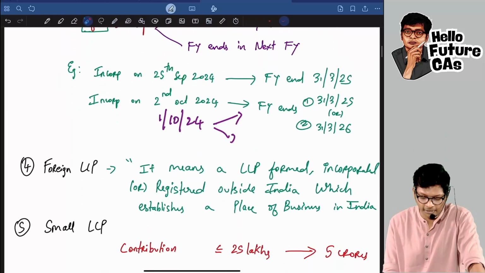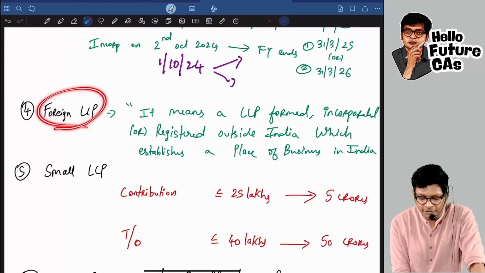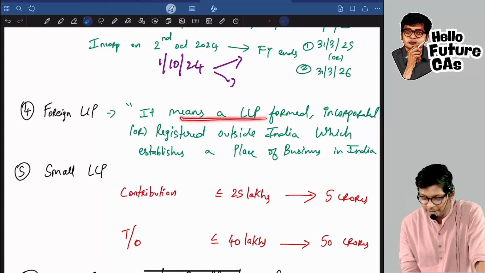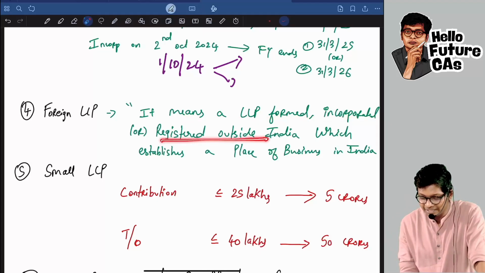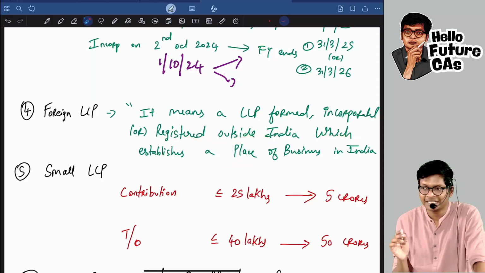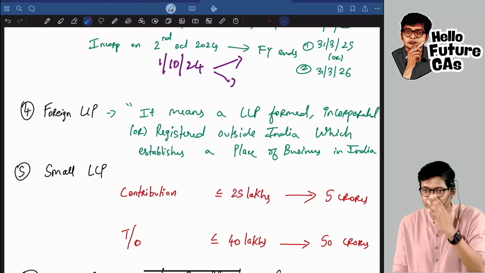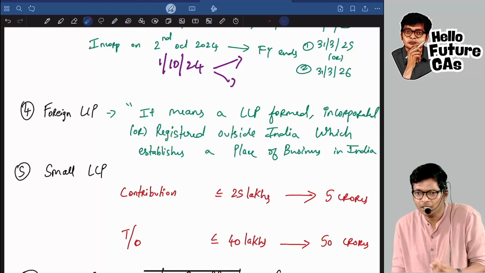Are you following? Next, foreign LLP, I just now told you. Same like a foreign company. Look at this. An LLP registered outside India which has a place of business in India. That's it. 4 concepts out of 20 done, guys. Like this, 20 concepts. Some are small, some are big.